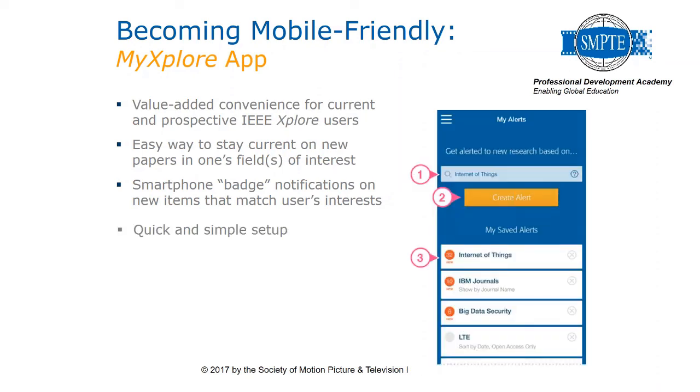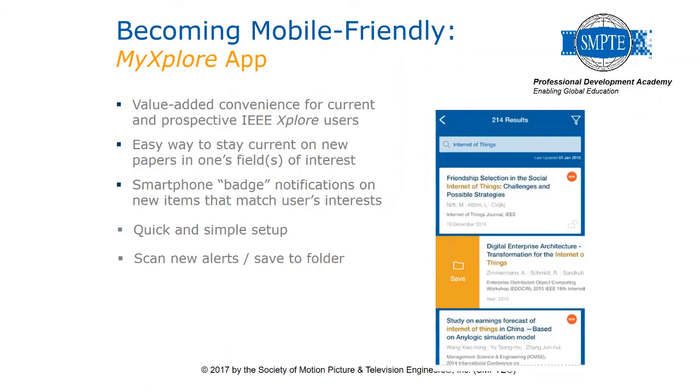Okay. So it's a really quick and simple setup. You just enter the terms you're interested in. There'll be a drop-down menu to select from, and you simply create an alert. If you allow push notifications on your phone or mobile device, they'll pop up on your screen. Otherwise, you can just go in and see the new content within the app as you'd like.